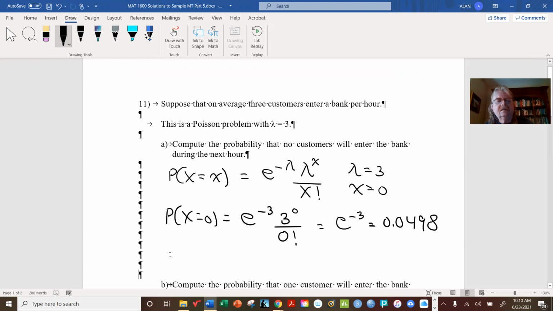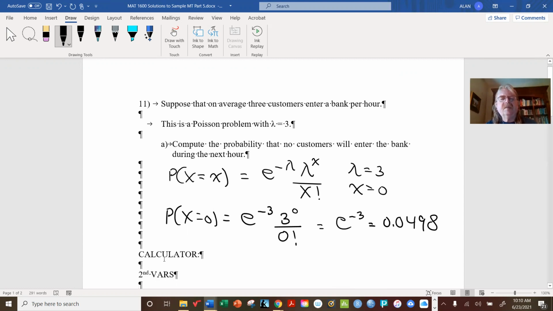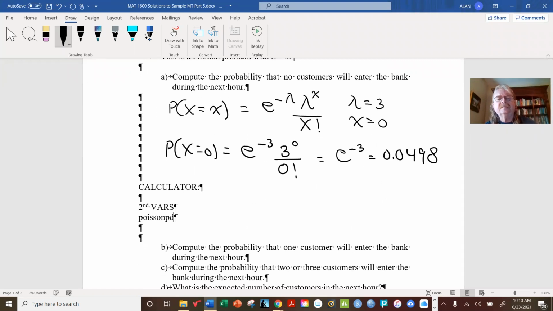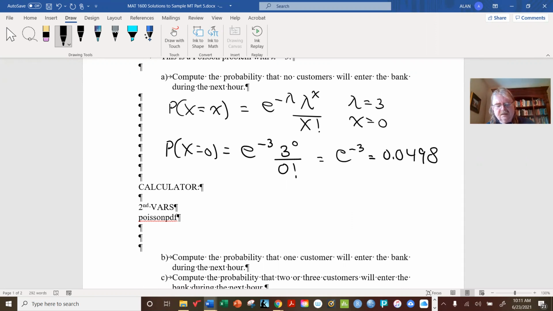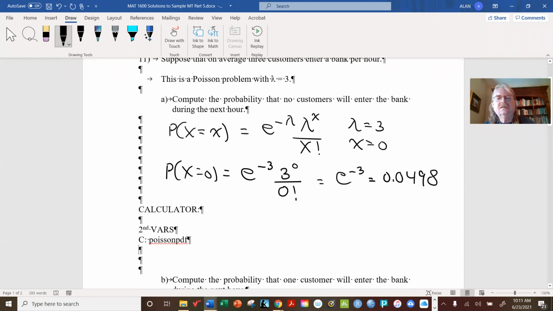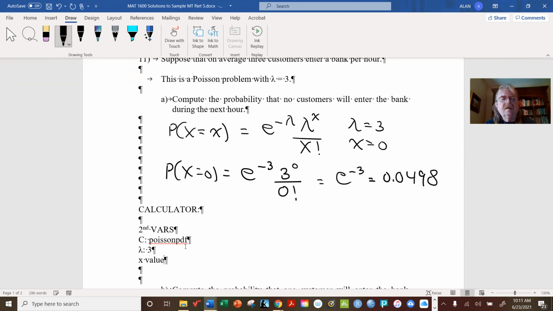Now with the calculator, what you're doing is, as usual, second vars, Poisson PDF, make sure it's PDF. This is not a less than or equal to problem. And when you get to that menu, Poisson is way down at the bottom here. It's C actually. So the first thing they'll ask you for is lambda. And of course, in this case, that's 3. The x value is 0. And then you go ahead and enter that information. And it's the same thing, 0.04978 or 0.0498. That's fine. Okay. Perfect.